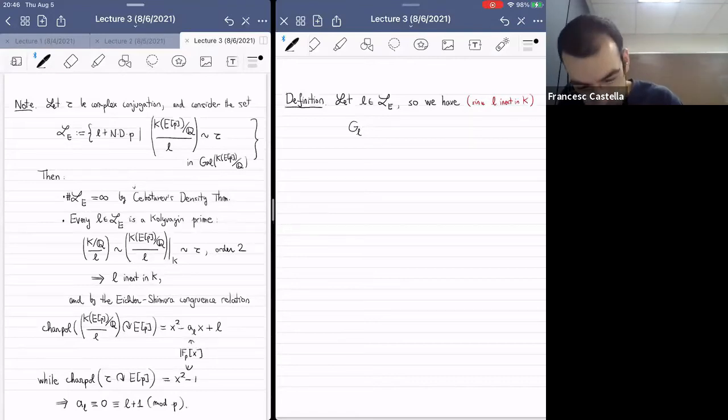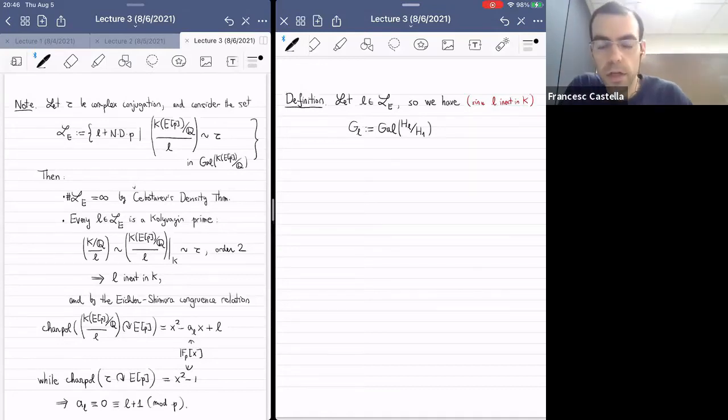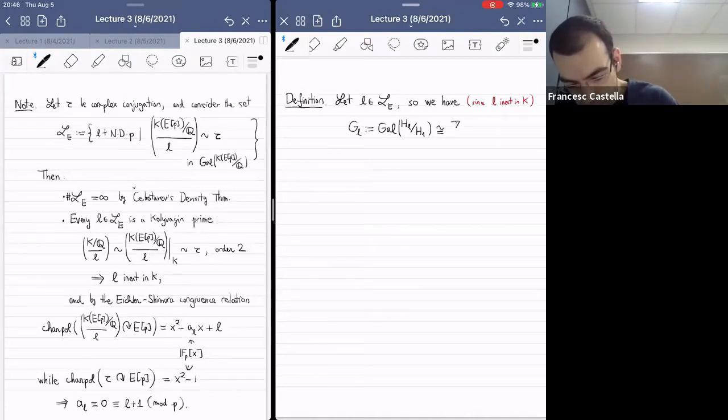Okay, so this G_L, I think I already introduced this notation, or maybe not, I forgot. So this is the Galois group of the ring class field of conductor L over the one of conductor 1. And we already used that this has order L plus 1, and is in fact cyclic of order L plus 1. Okay, so let's pick a generator, call it sigma_L.